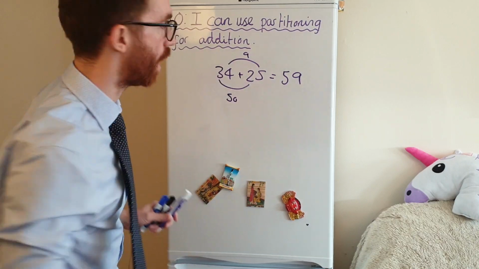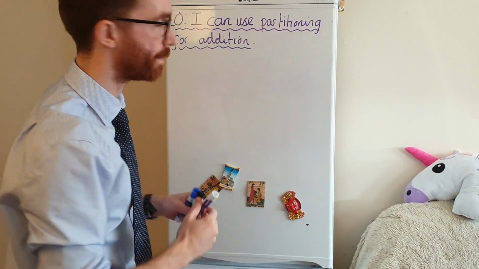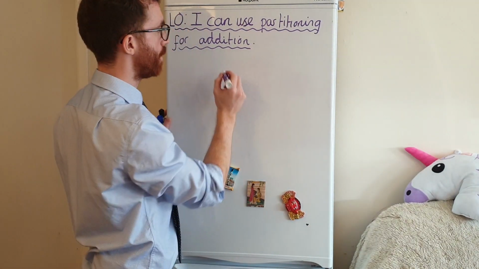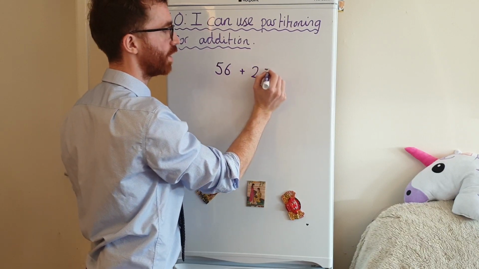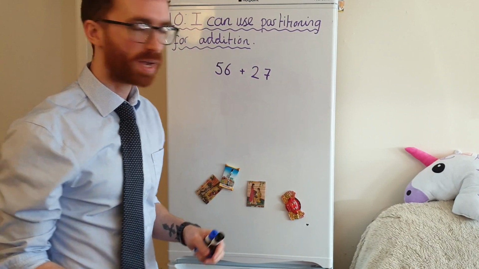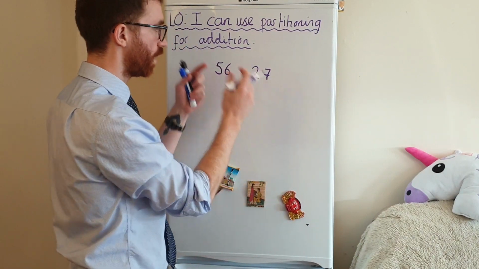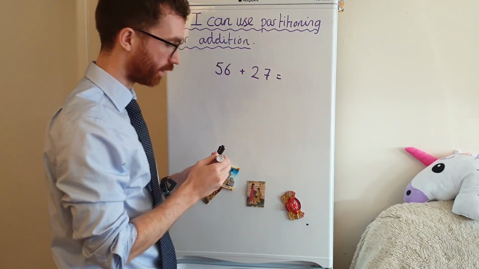Okay, but sometimes we are going to need to use a written method to help us out a little bit, because sometimes the calculation can go over the 10. I'll show you what I mean. So for example, if I had 56 add 27, in my head I'd be thinking, well, 50 add 20, that's 70, 6 that's, suddenly I get a little bit of a challenge in my brain. It becomes a little bit harder.